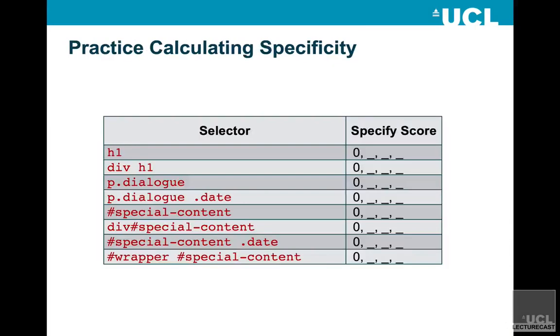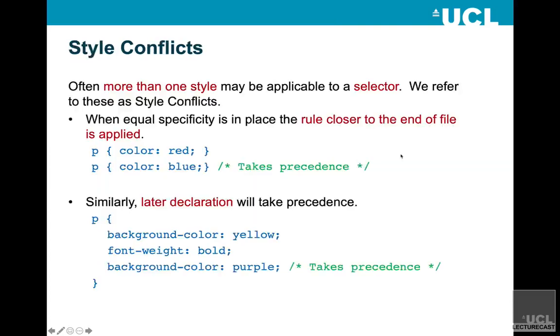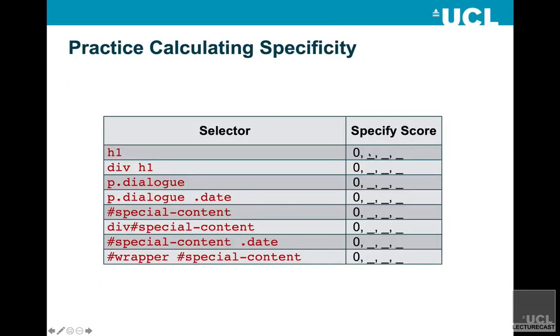Let me propose a challenge here. I've created a little table and would ask you to complete and calculate the specificity score of different selectors. The first one is h1, so obviously it's a single element selector. We don't have anything else, therefore the score will be 1 here and 0 everywhere else. So the specificity score for h1 is 1.